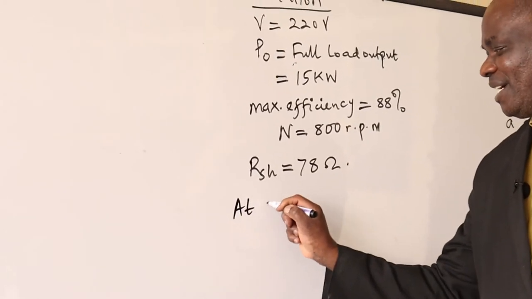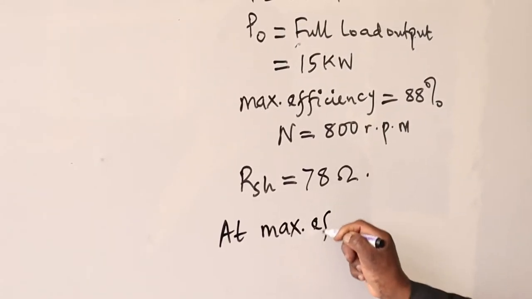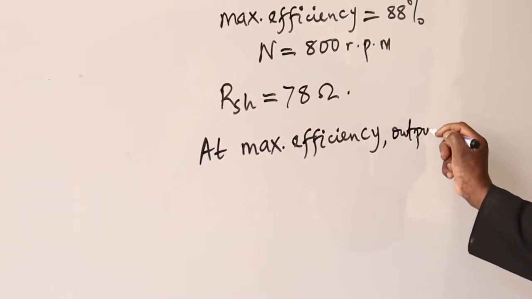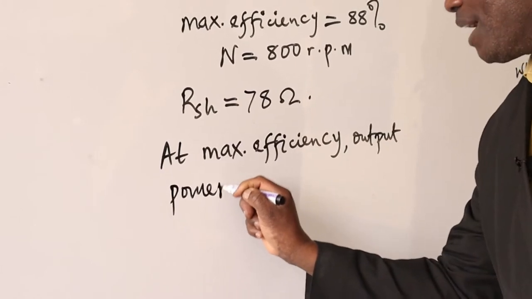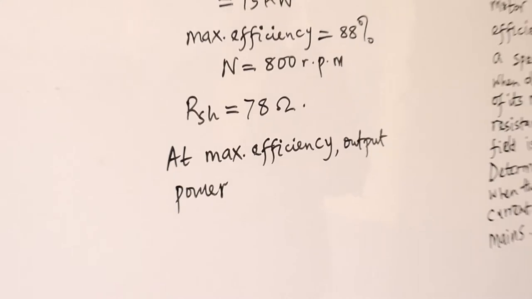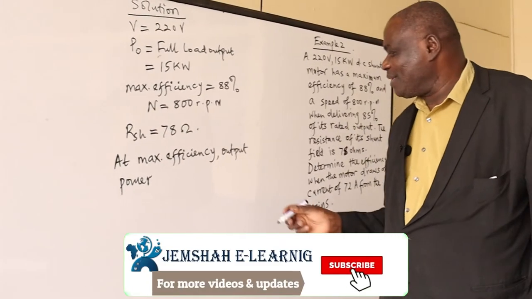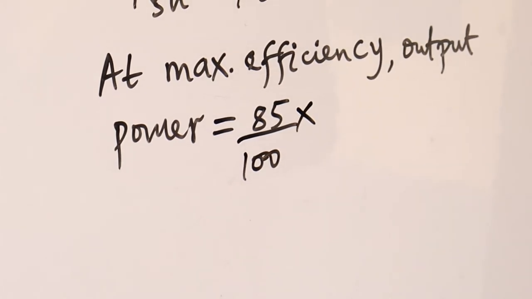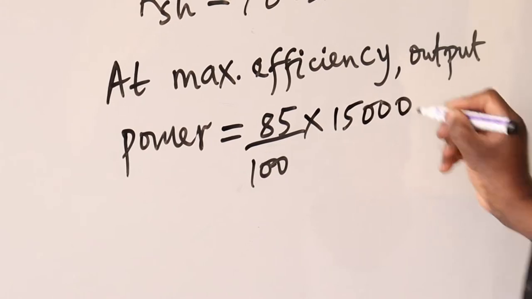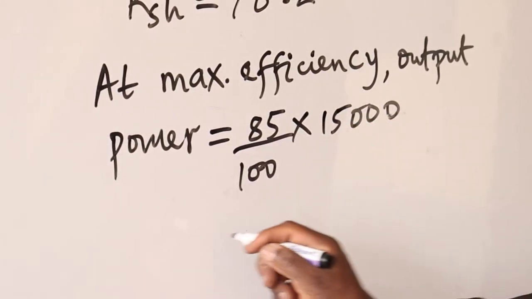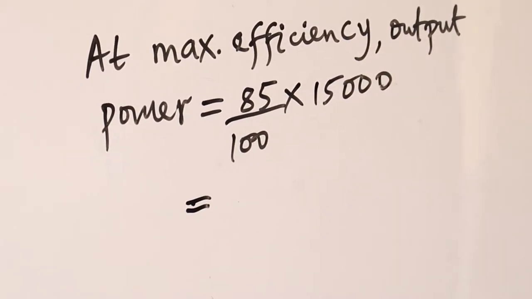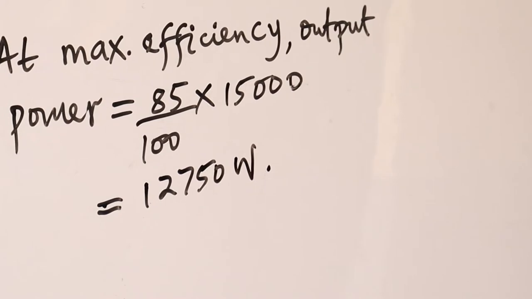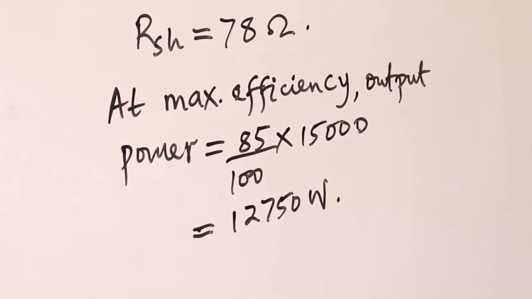At maximum efficiency, output power will then be equal to, you are given, the maximum efficiency occurs when it is delivering 85% of its rated output. Output power will be equal to 85 over 100 times the full load output, which is 15,000 watts, that's 15 kilowatts. When we calculate, we get 12,750 watts. That is, at maximum efficiency, output power is that.